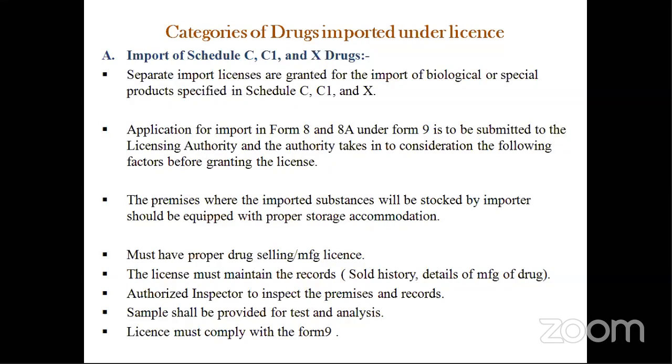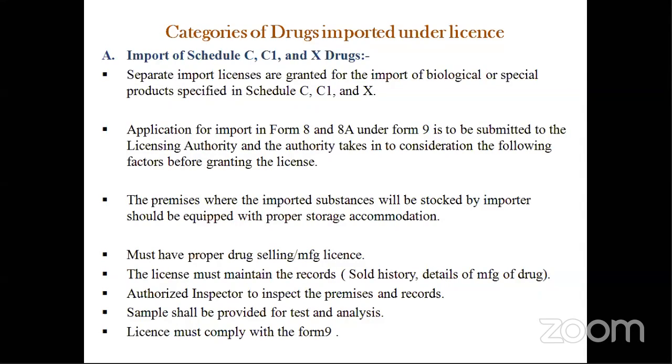So after verification by the inspector, they check whether this company has a proper drug license, manufacturing license or selling license or not. If they have the proper drug selling license, drug license or manufacturing license, they get the importer license from the licensing authority.